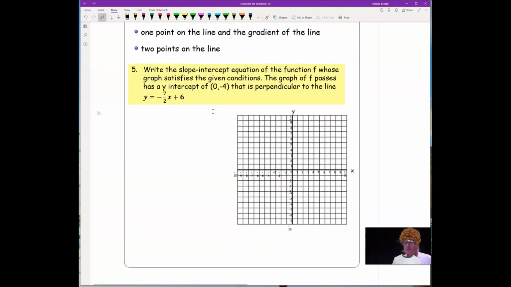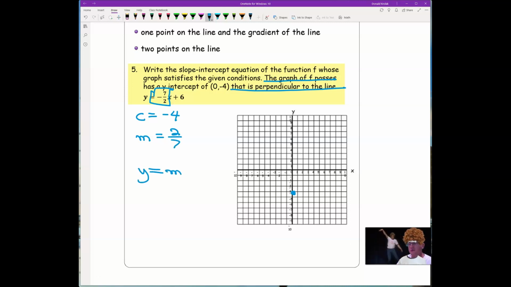Write the slope-intercept equation of a function whose graph satisfies the given conditions. The graph of f passes, looks like I left out a word here, but it says it has a y-intercept of (0, -4). So we know our c value is going to be -4, and it's perpendicular to -7/2. So its slope is going to be +2/7.